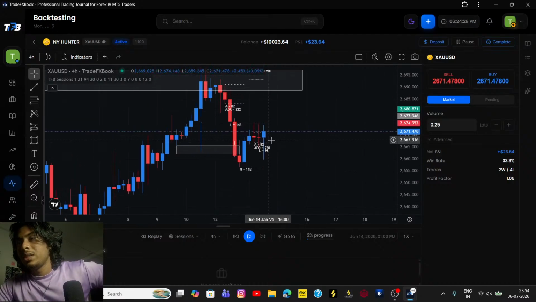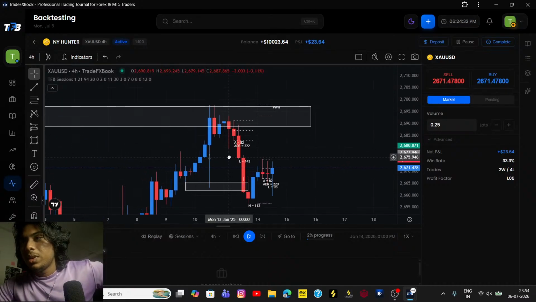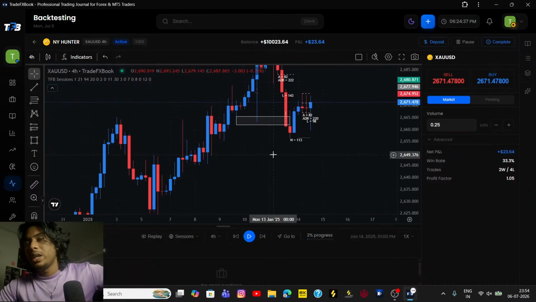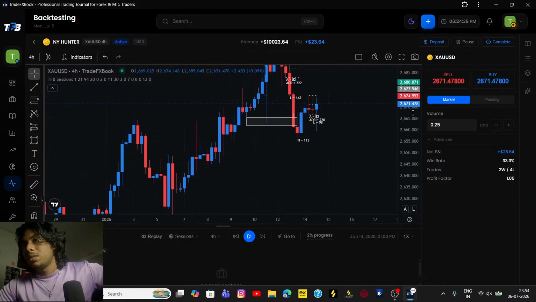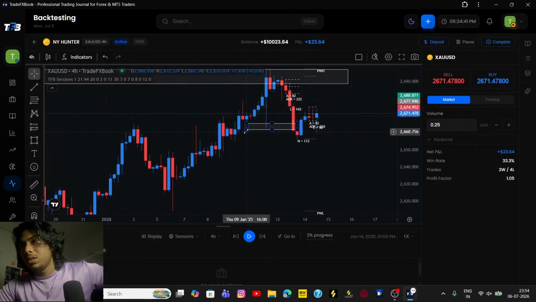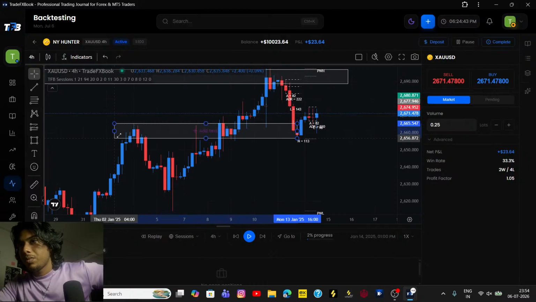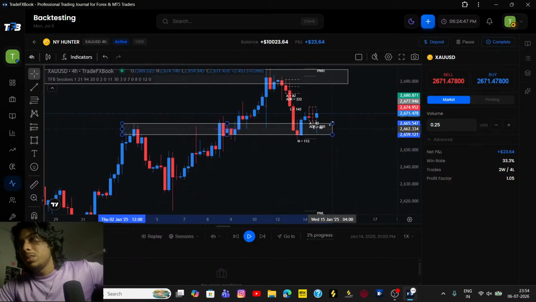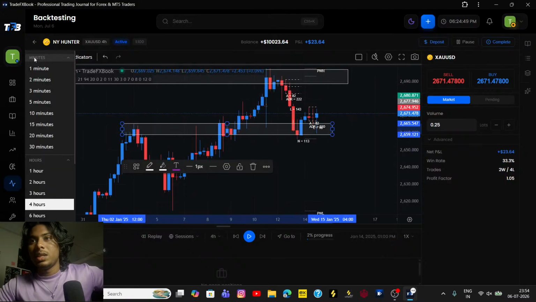Hmm. Okay, that's a great candle. Took this liquidity. It's changing the bias to upside, which is not ideal for my entries. Okay, this thing is okay. Upside bias. I want to fix my bias for upside. Let's move on to the 15 minutes time frame.